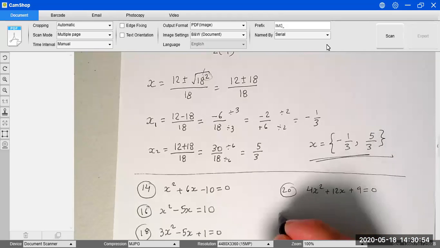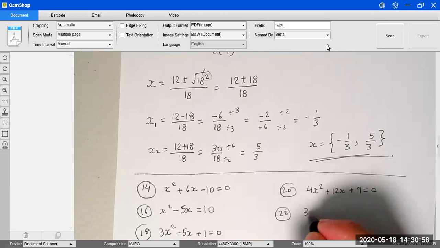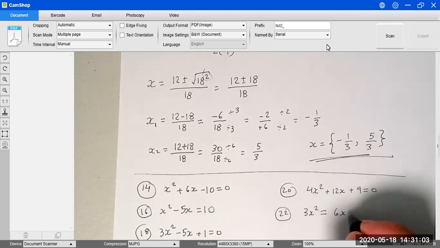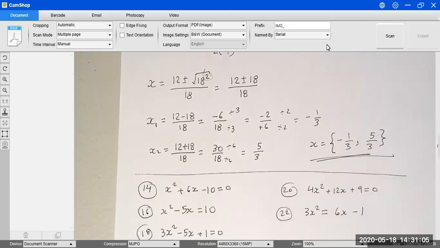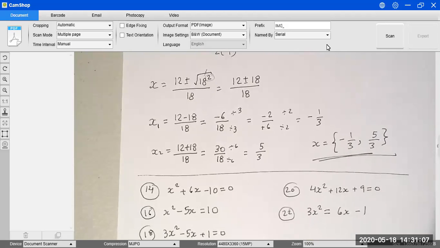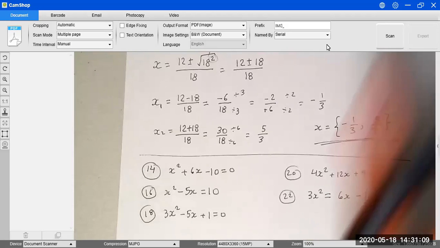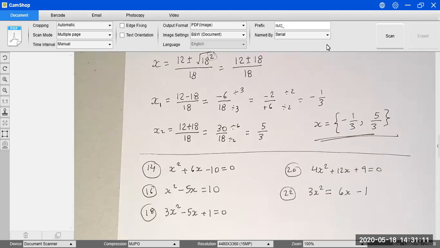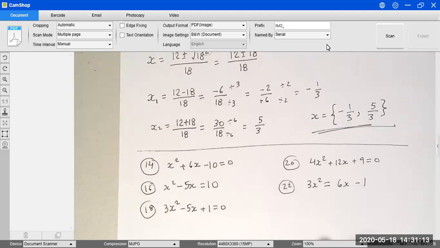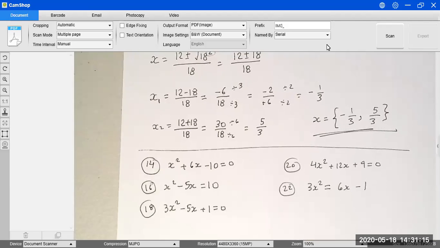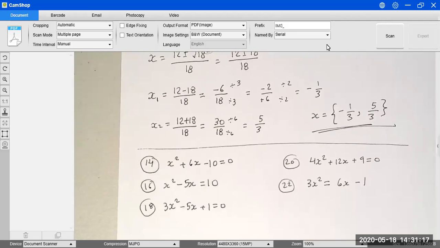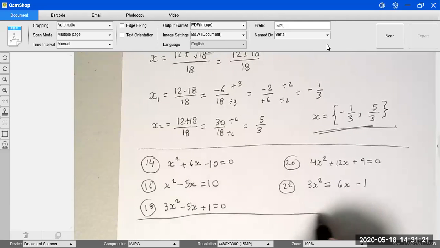And finally 22 is 3x squared equals 6x minus 1. So solve these 5 problems, and again you can show me your answers through the chat box, or if you are watching the recorded video, then you just need to submit your classwork through the corresponding assignment on Canvas.